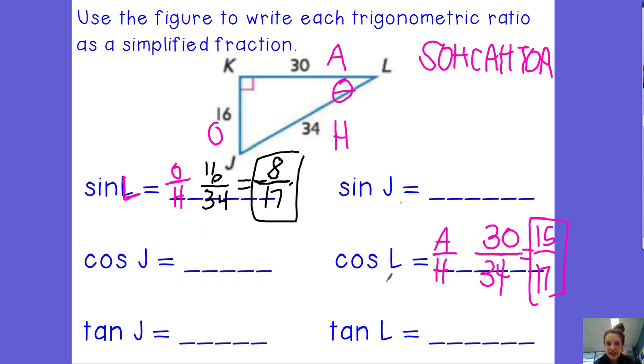Okay, then we want to find tangent of angle L. Tangent, if I go look up at SOHCAHTOA, tangent starts with a T. Tangent, T, is O over A, opposite over adjacent. So tangent of angle L is going to be the opposite over the adjacent. If my angle is L, my opposite side is 16, and my adjacent side is 30. So 16 over 30, I'm just going to reduce that as much as possible. Math enter. I get 8 over 15.